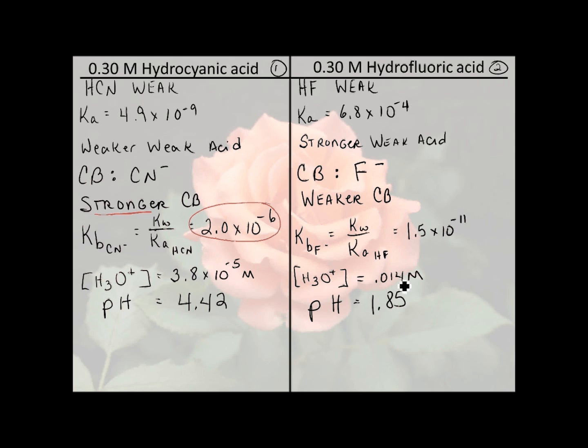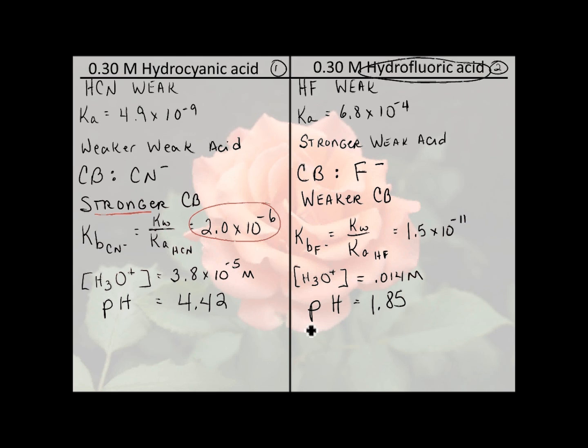Notice a couple of things. The hydrofluoric acid, which is the stronger weak acid, will have a lower pH. It's got a higher concentration of hydrogen ions, but a lower pH. Remember, they're opposite. The more hydrogen ions you got, the lower the pH. The less hydrogen ions you got, the higher the pH. They're opposite. Now, before we go any further with this comparison, which one would you predict to have the larger percent dissociation? If you suggested the hydrofluoric acid, you are correct.